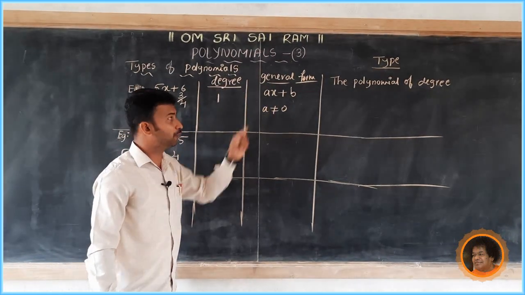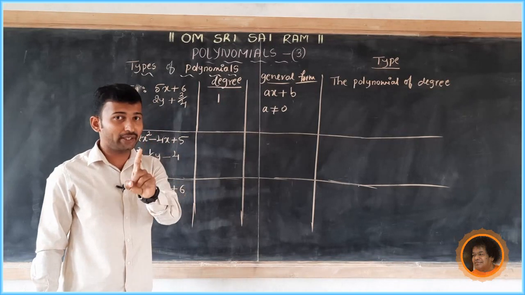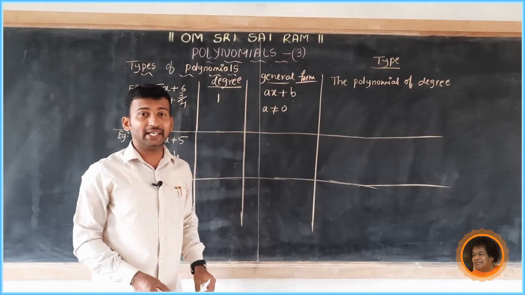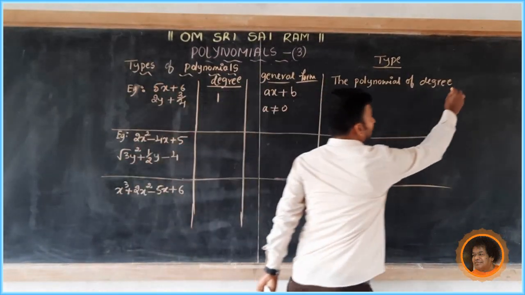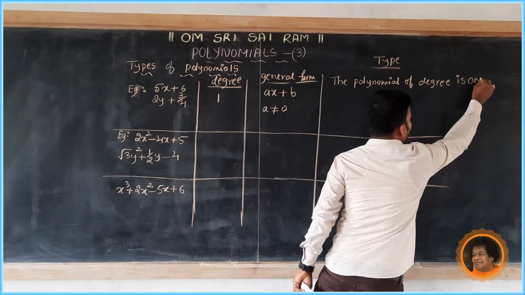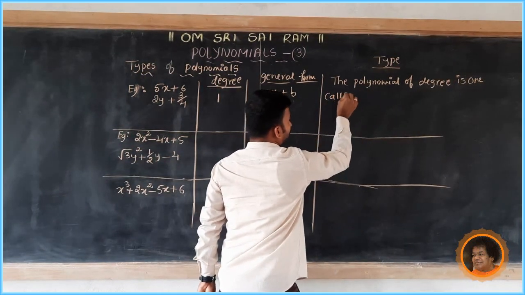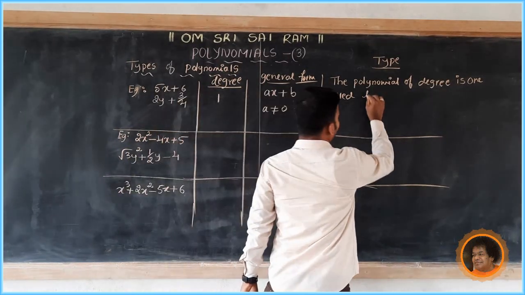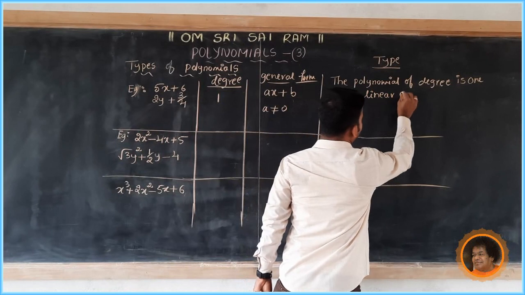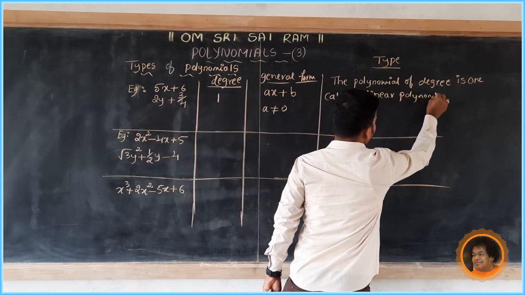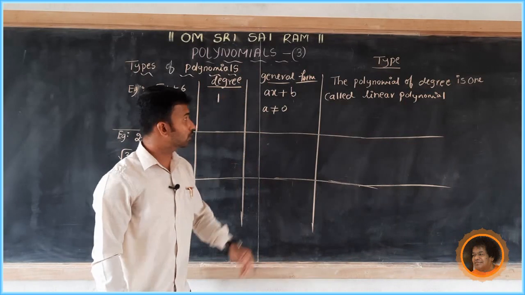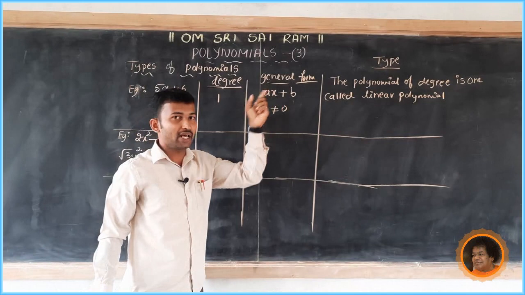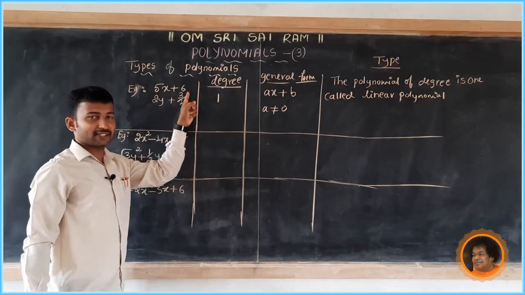What is the degree of this polynomial? Yes, that is 1. So, we can say the polynomial of degree 1 is called linear polynomial. Linear polynomial. Therefore, this is the general form of the linear polynomial, and one example, 5x plus 6.